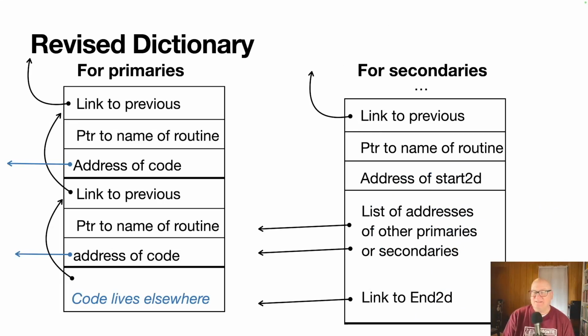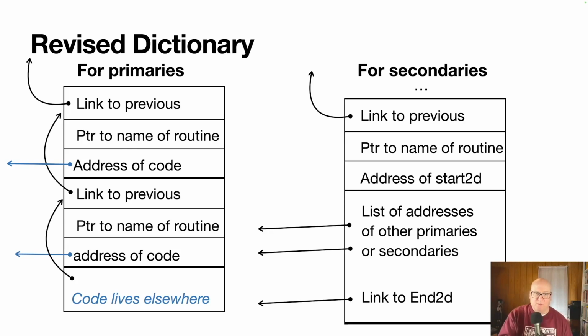We've had various dictionary structures I've described a couple times, but now I'm settling into what I really concretely want. Each entry is going to have a header, and the header has three cells: a link to the previous dictionary entry, a pointer to the name of the routine, and then the address of the code that we're going to run. Those three together form one header.